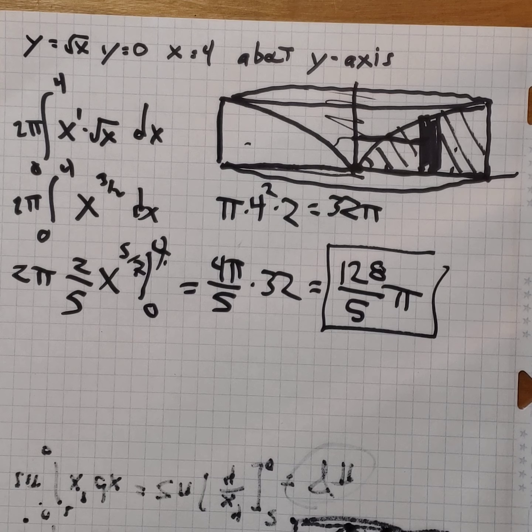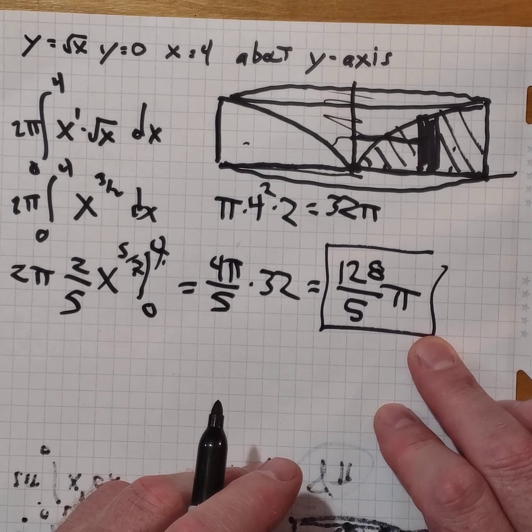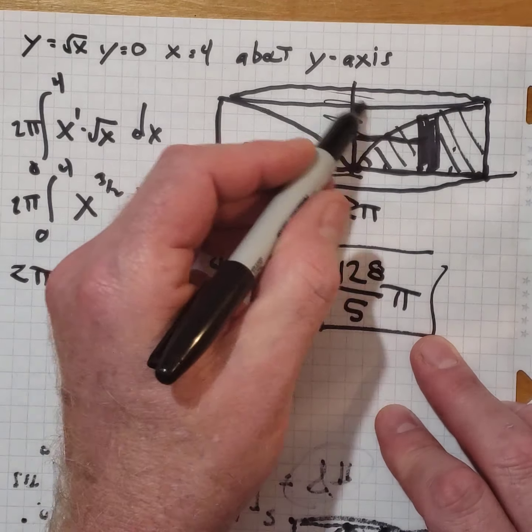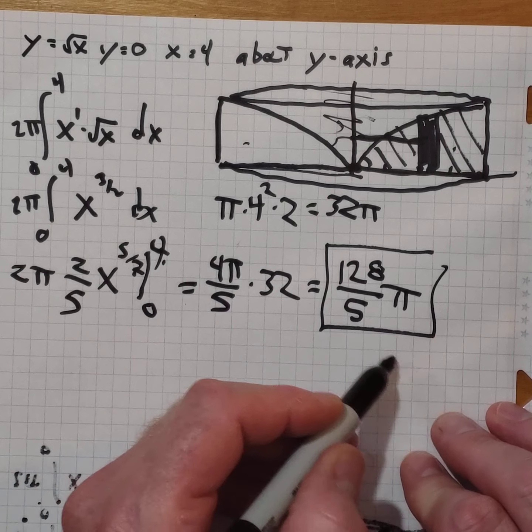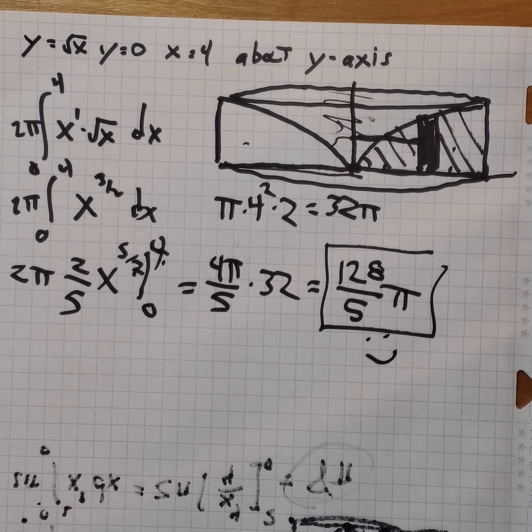128 divided by 5 is about 25.6 times pi. So that's less than 32 by not all that much. There's not all that much hollow space. So I'm happy with that result. I'll see you next time. We'll do a couple more.